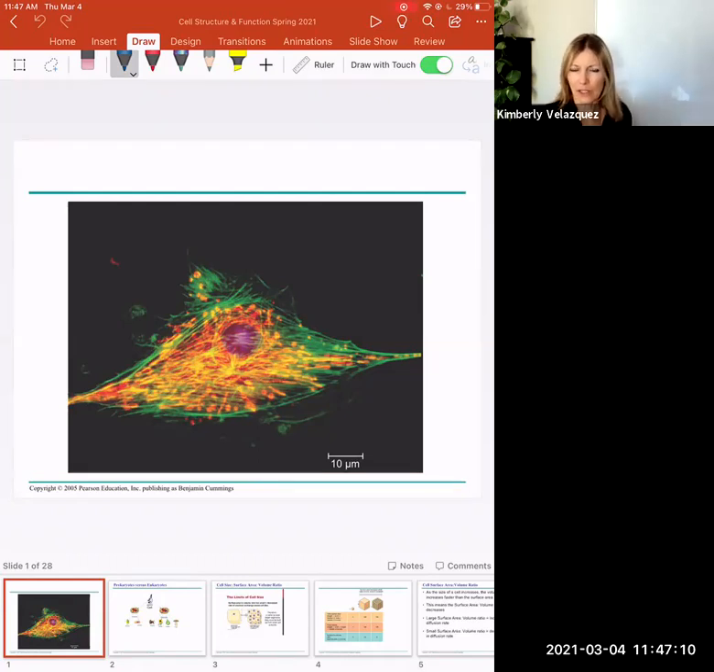So the cell on the screen is not a round cell, right? It's not round at all. The nucleus is round, but it's also important to realize this is not a flat structure. It's three-dimensional, and it's not just this big gelatinous blob. There's a lot going on in the middle here.